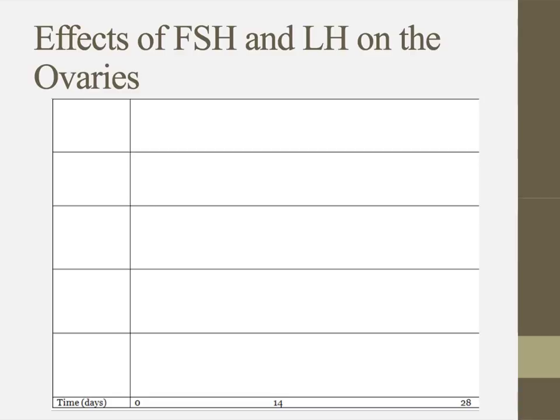Okay, in this graph, we're going to be tracking the various hormones and the events in the ovary and in the uterus over time, which you see down here at the bottom. So since the menstrual cycle is split up into 28 days, we're going to see day 0, day 14, day 28. All right, in the first one, I'm going to track the gonadotropins, FSH and LH. I'm going to put them together.